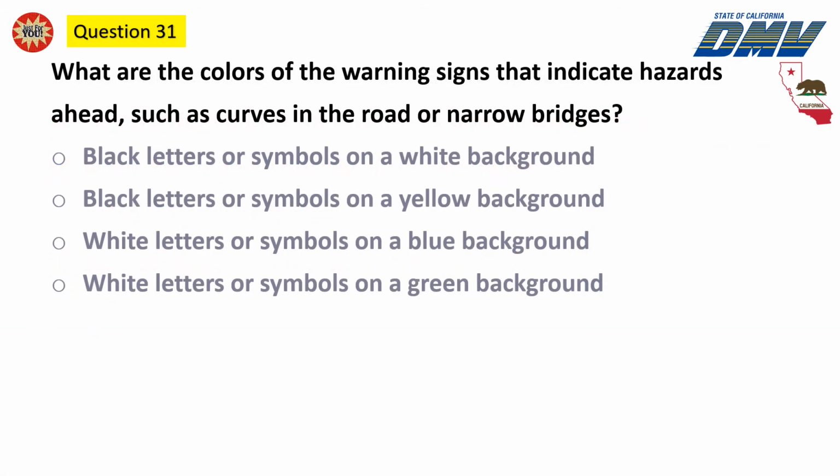Question 31. What are the colors of the warning signs that indicate hazards ahead, such as curves in the road or narrow bridges? Black letters or symbols on a white background. Black letters or symbols on a yellow background. White letters or symbols on a blue background. White letters or symbols on a green background.